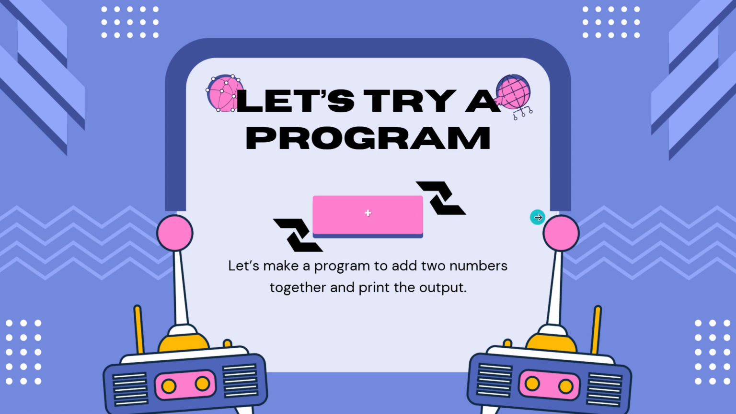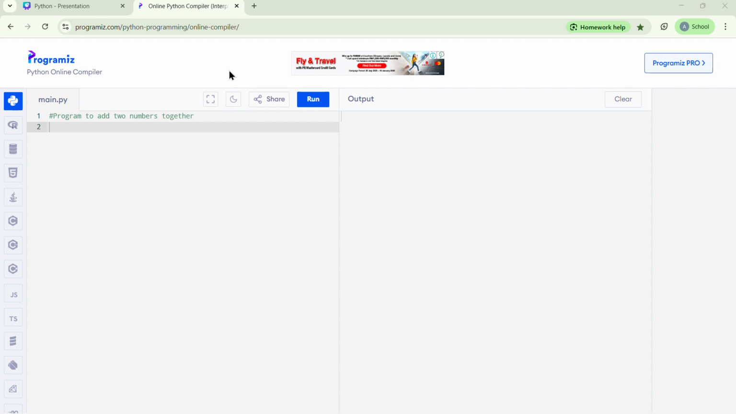Now let's try a program. Why don't we try a program to add two numbers together and print the output? You guys can pause the video and try to add it yourself first. Okay, if you weren't able to do it, don't worry, I'm going to show you now.